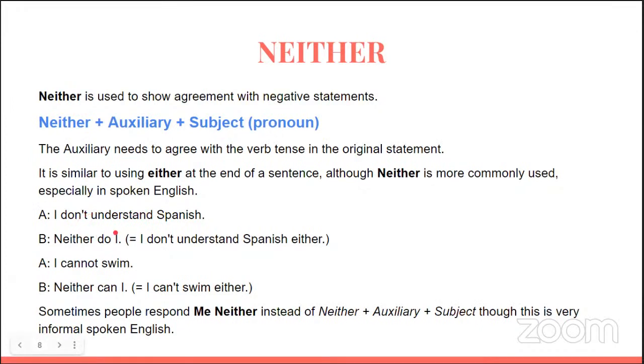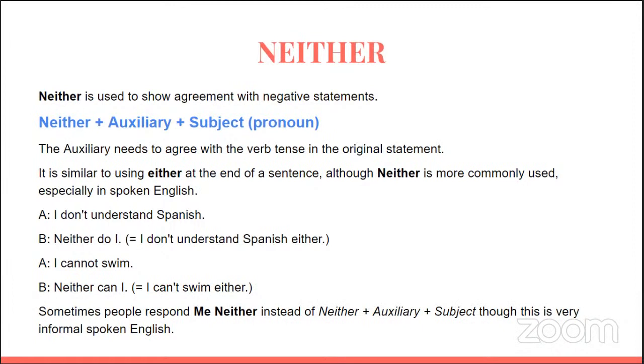Neither do I. I can also say, I don't understand Spanish either. I cannot swim. Neither can I. I can't swim either. Sometimes people respond "me neither" instead of "neither" followed by the auxiliary and the subject, though this is very informal spoken English. So whenever you're talking, you can also say, oh, me neither, instead of repeating the same phrase again. You can also say me neither, but this is just for speaking, okay? It's not for writing.